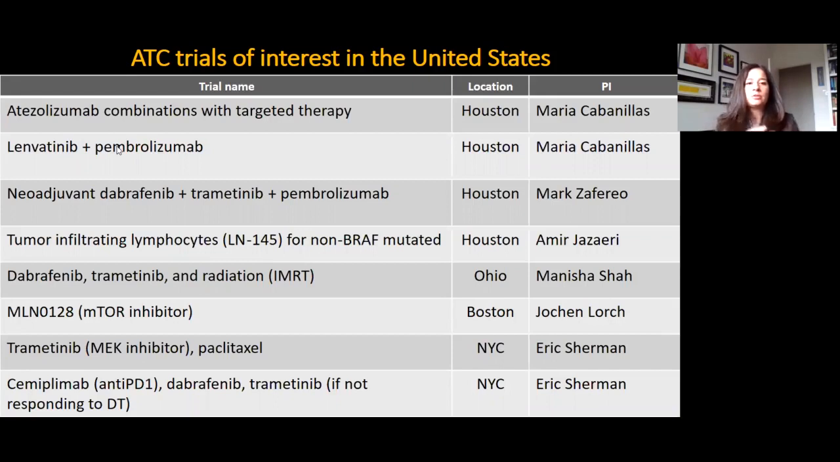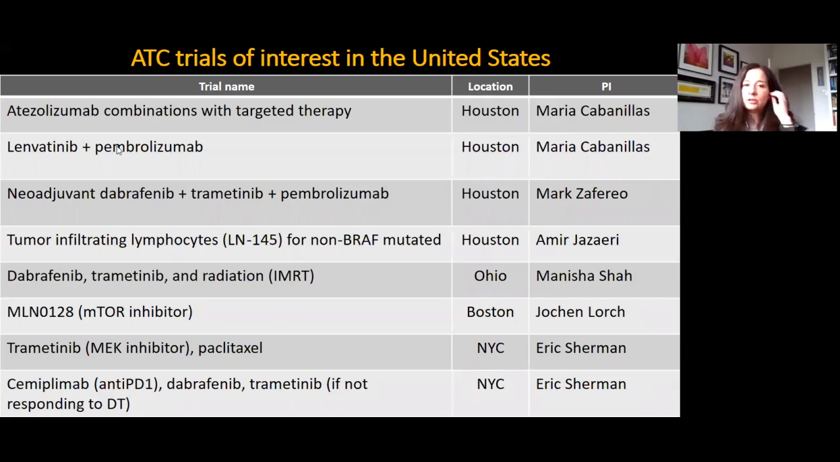Neoadjuvant dabrafenib and trametinib. So neoadjuvant is basically shrinking the tumor first with the inhibitors, and then taking the patient to surgery. We're combining this with immunotherapy. That's also starting in Houston. It hasn't opened yet, but we hope it's going to open in the coming months.